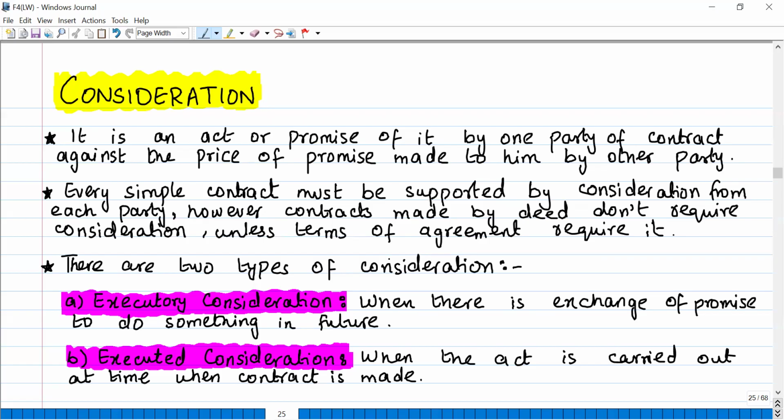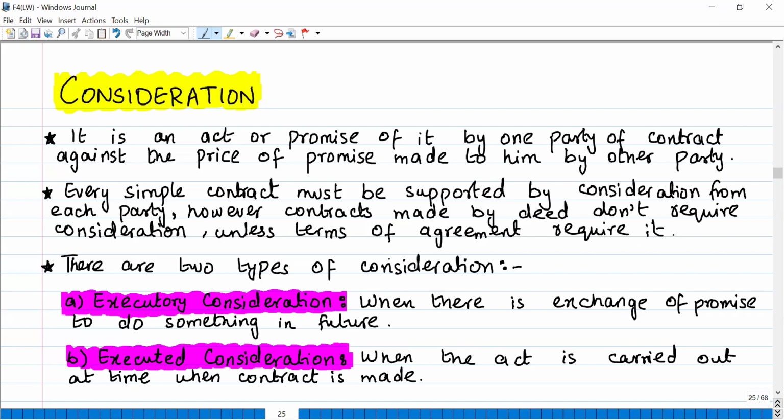Executed consideration is when the act or the promise is carried out at the time when the contract is made. For example, I go to a supplier's shop, I pay him the money and he gives me the goods. That is executed consideration. When the contract is done, when the agreement is made, at the same time you have paid the amount, or the other party has performed the promise. That is executed consideration.